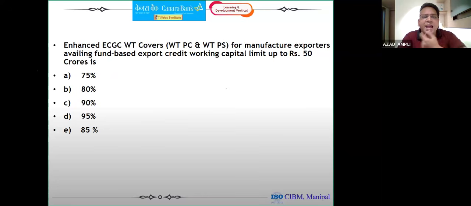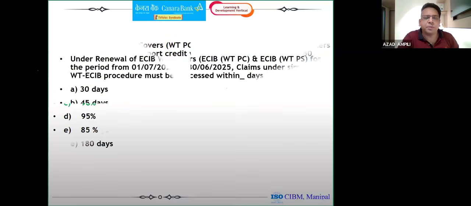One more question. Enhanced ECGC whole turnover cover for manufacturer exporters availing fund-based export credit working capital limit up to 50 crores. Options are 75%, 80%, 90%, 95%, 85%. Make it fast. Samvedana Kumari ma'am said it is 90% and most everybody is saying 90%. So obviously 90% is the right answer.